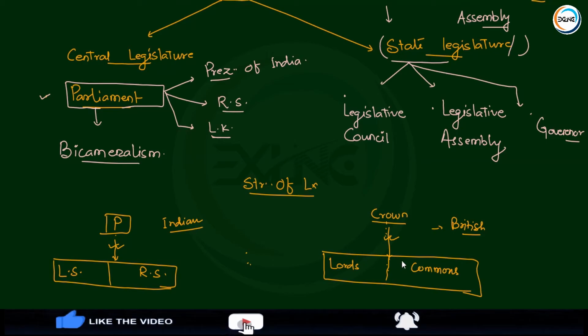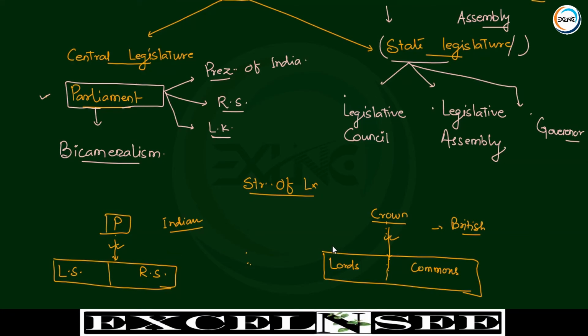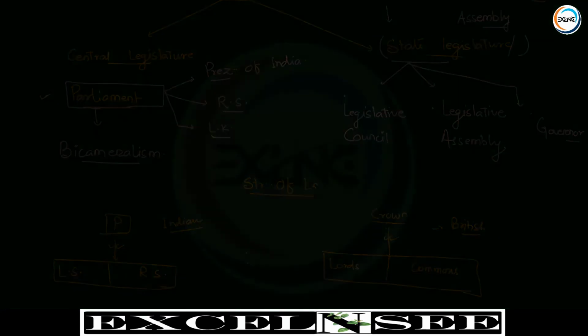What is called Crown in Parliament in Britain is called President in Parliament in India. But if we talk about the US, in the US the President is not part of the legislature. The President is not a member of the legislature. What do they call Parliament in the US? Congress. Okay, so remember three things. In India it is called President in Parliament, because the President is an integral part of the legislature.